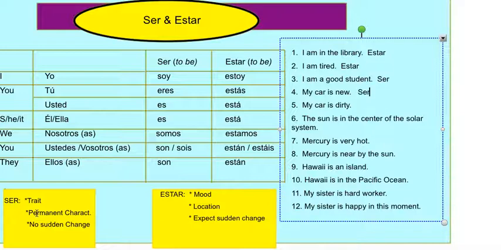Look at the contrast with number 5. In number 5, you say, my car is dirty. What that means is something that you do expect to change in a week, in 3 days, in 2 weeks. So you expect a sudden change, so it will be estar.